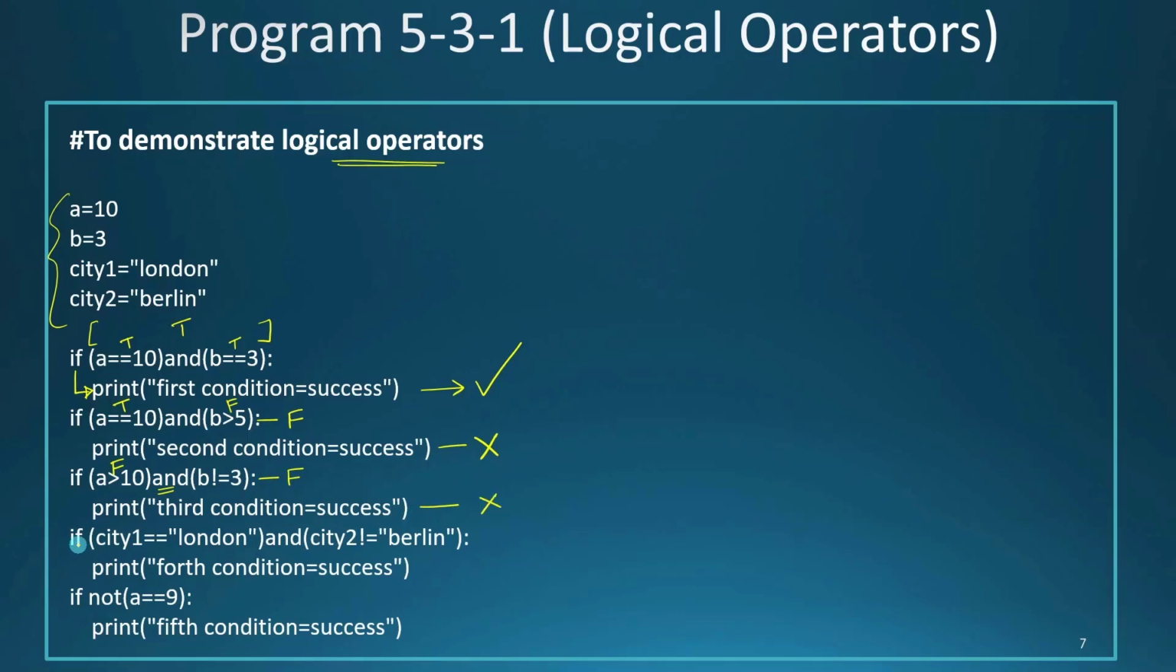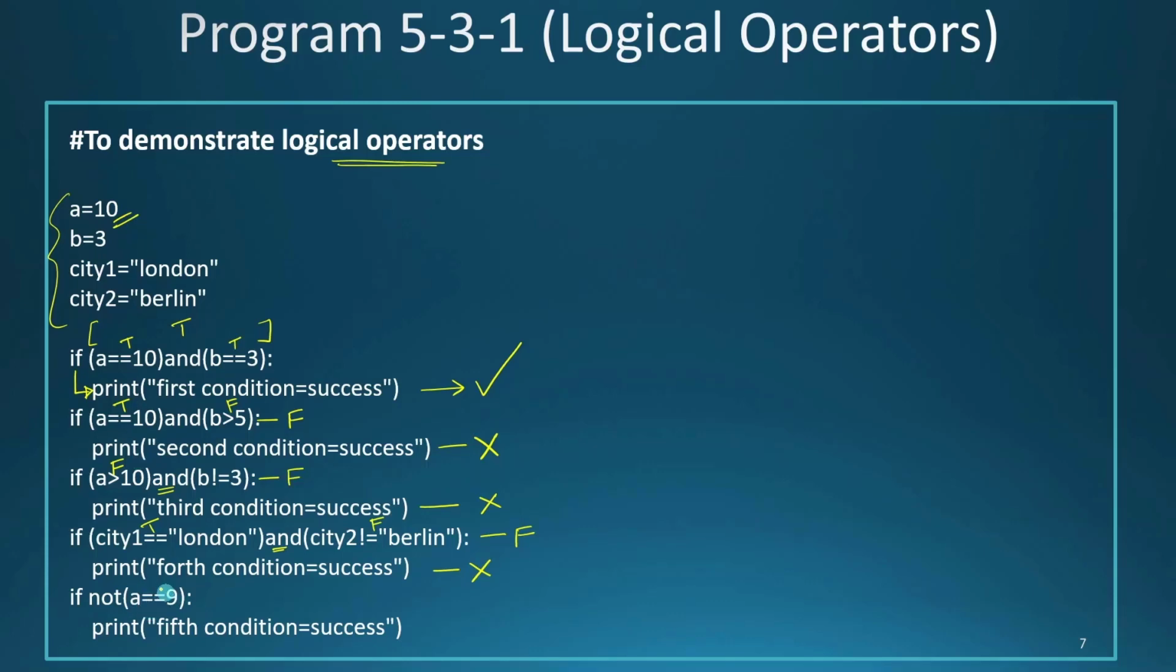Now in the fourth if statement, we will check city1 is equal to London, that is true. City2 not equal to Berlin, that is false. The result is going to be false. So this will also not be seen in the result. And finally I am checking if not a equal to 9. First let us see a equal to 9. What is the result of this? The value of a is 10.